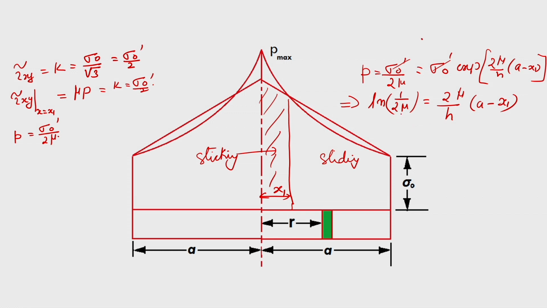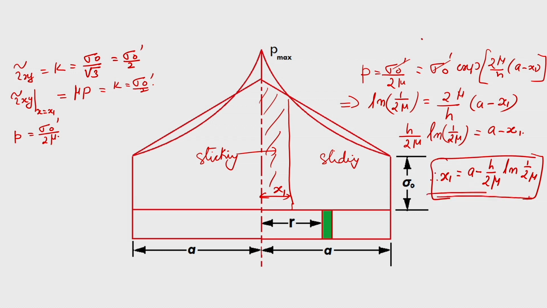So, that means we can write it as h by 2 mu into log 1 by 2 mu is equal to a minus x 1. So, therefore, x 1 is equal to a minus h by 2 mu into log 1 by 2 mu. So, that way we can find out the distance x 1 at which the transition from sticking to sliding conditions exist. Okay. So, that is one method of finding out actually.